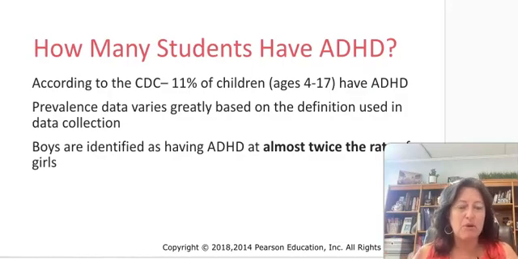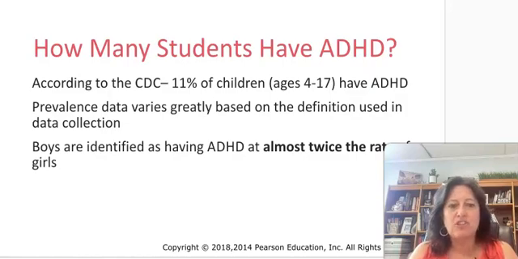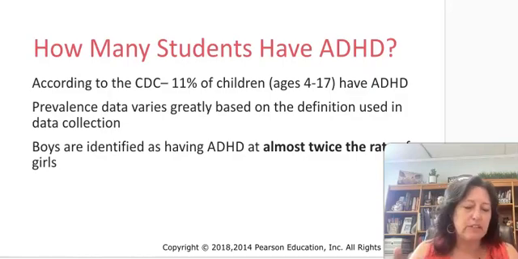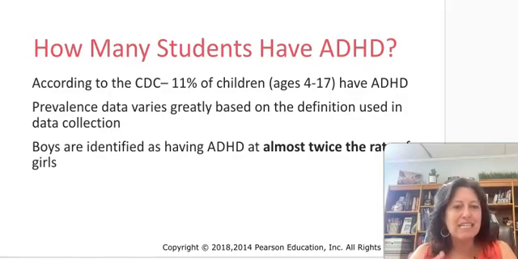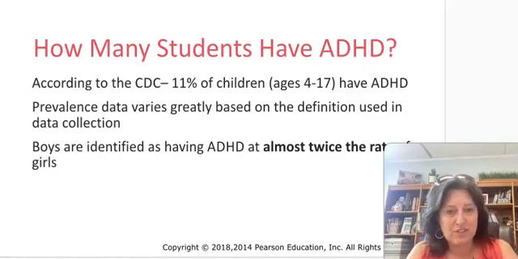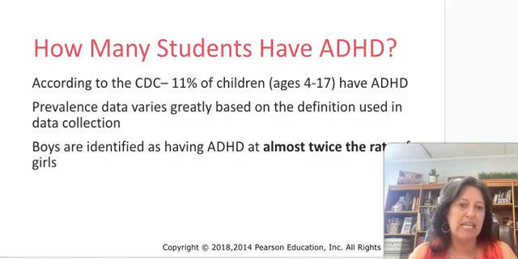So we hear about it all the time, but how many students actually have this? According to the CDC, approximately 11% of children age 4 to 17 have ADHD. However, it's going to vary depending on the data that's collected and how they're actually defining it. But here's an interesting characteristic here. Boys are identified as having ADHD at almost twice the rate of girls.